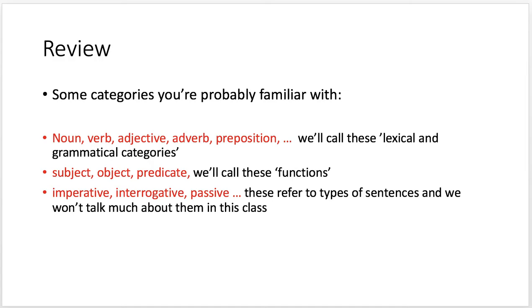categories like noun, verb, adjective, adverb, and preposition, we're going to call these lexical and grammatical categories. We're going to use the term categories. Probably you are familiar with the term parts of speech for these types of categories. Some other categories, like subject, object, predicate, those we're actually going to call functions. And then things like imperative, interrogative, passive, these are actually sentence types. We won't talk about this too much in this class, but these are separate from the notion of categories and functions and look more at the effect of a sentence.